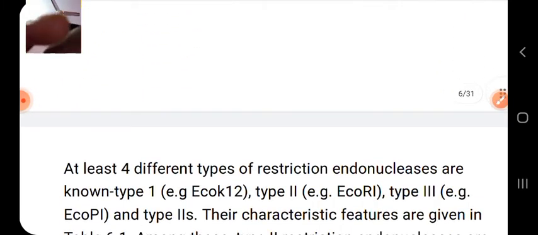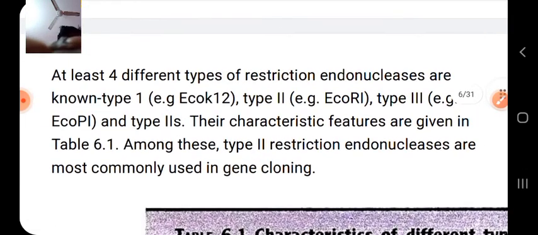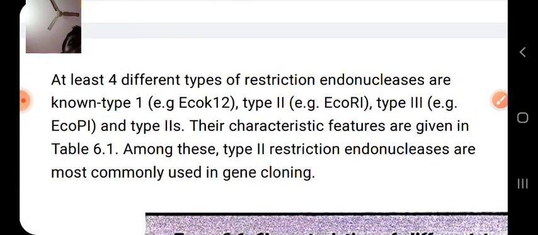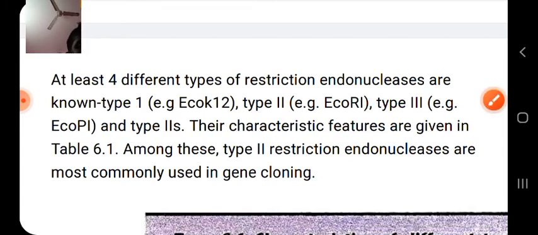Now, different types of restriction endonuclease. There are at least 4 different types known: type 1 restriction endonuclease, type 2, type 3, and type 2S. All the features of these restriction enzymes are the same, but there is a little bit of difference. What is the difference? Let us see.